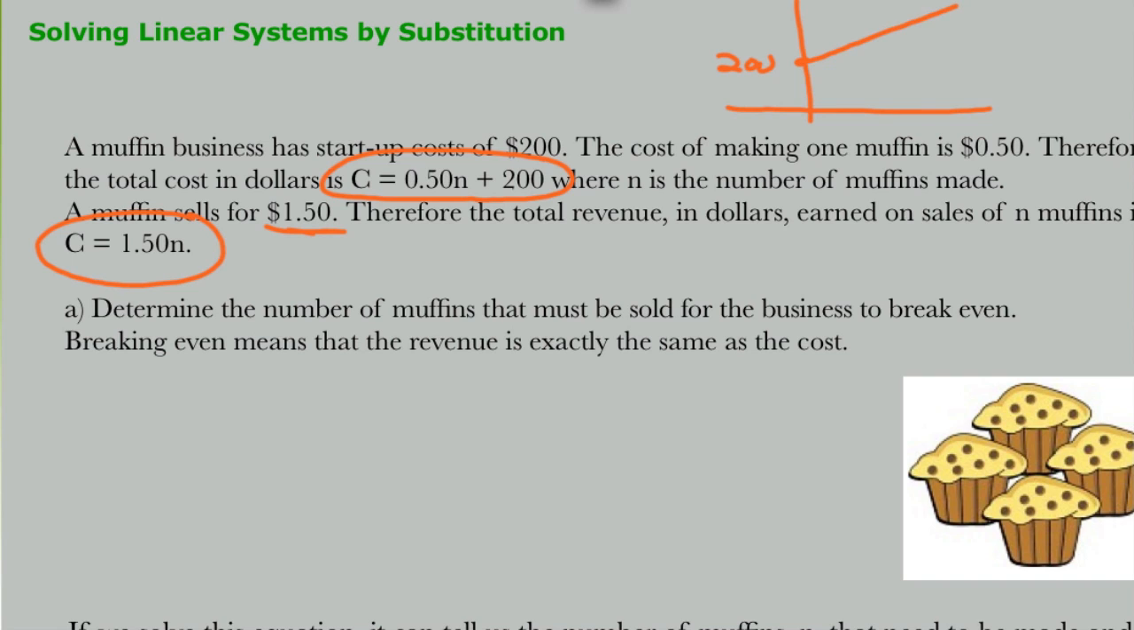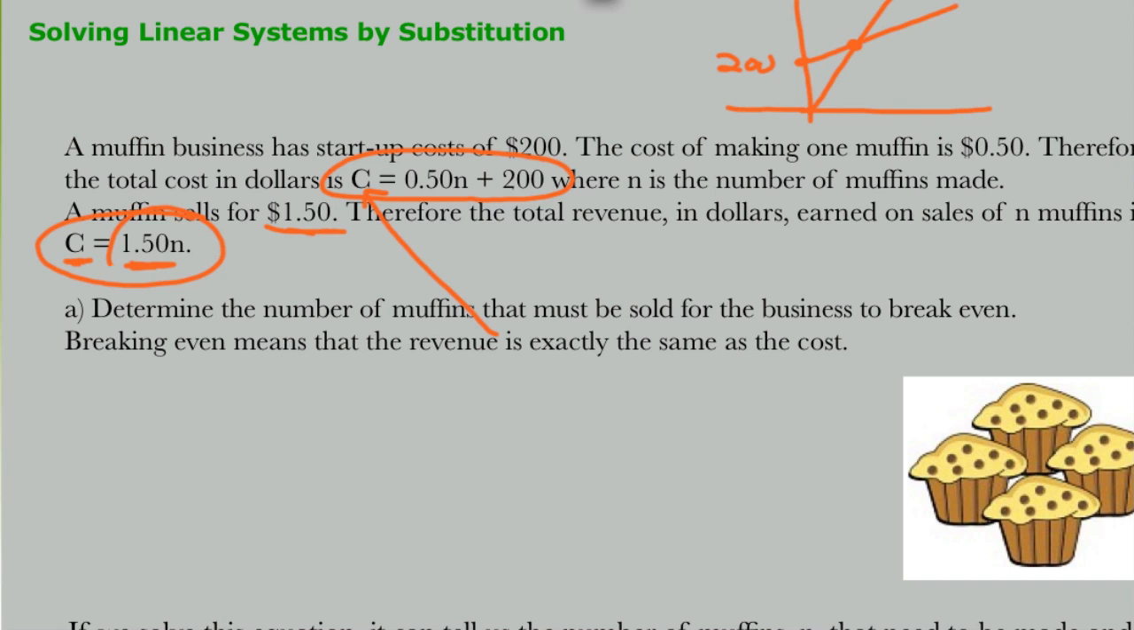The two equations might look something like that. These two lines are going to cross, and that's called the break-even point, where they've spent money to start the business and then all of a sudden they're going to start making money from selling muffins. What substitution is about is subbing one equation into the other. So for example, if C equals $1.50N, then in the other equation up here, it shouldn't matter if that's a C or $1.50N because they equal each other.